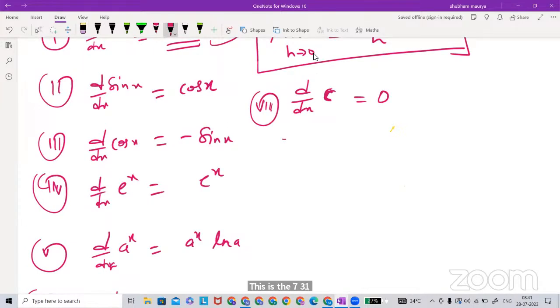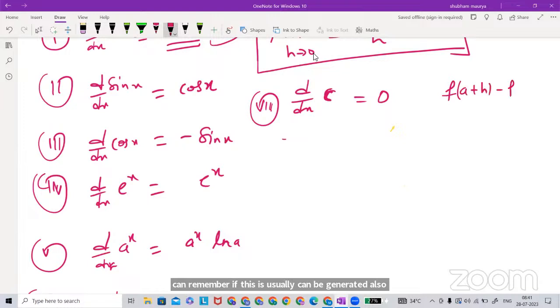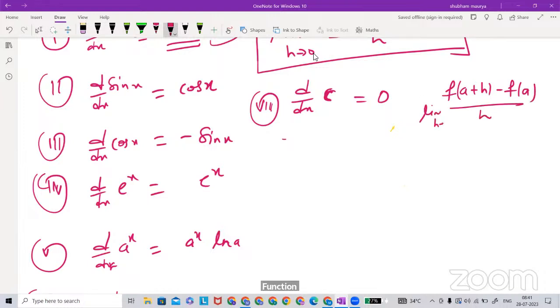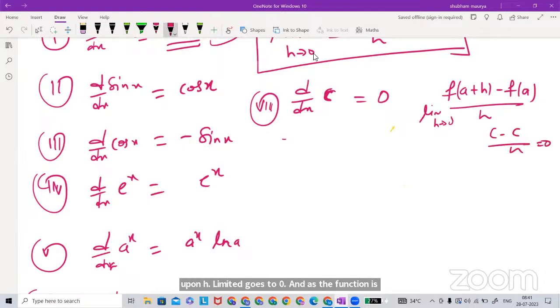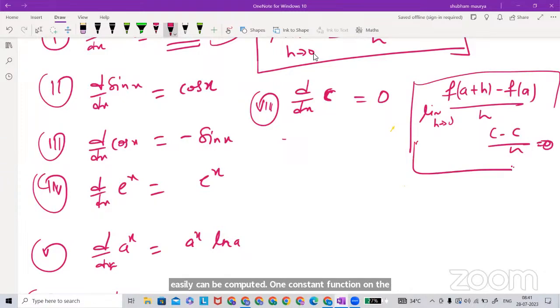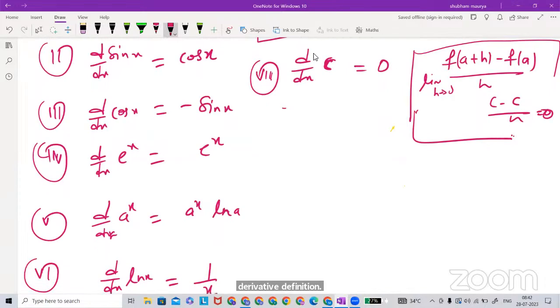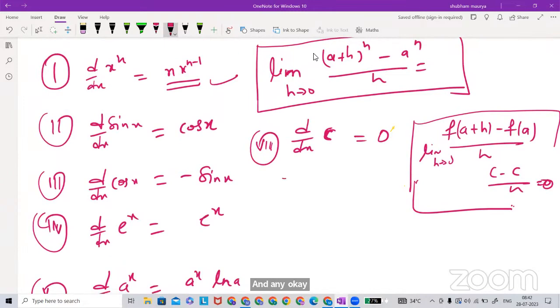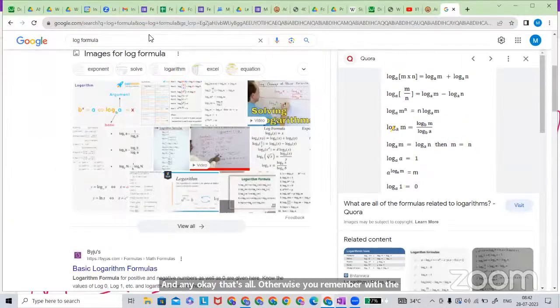So this is all about this. You can easily remember this, and it can easily be generated also, right? This is nothing but function increment value minus function value upon h, limit h goes to 0. As the function is constant, this is c minus c upon h, which is 0. So if you take the limit now, it is exactly 0. So very easily it can be computed for this constant function from the derivative definition. Okay, that's all.